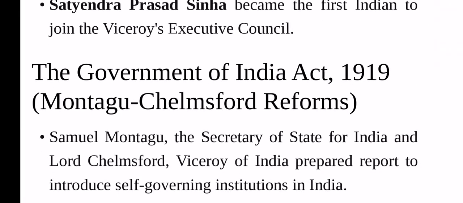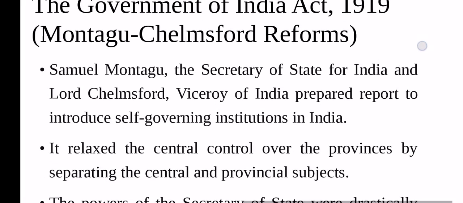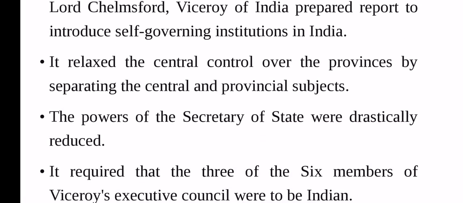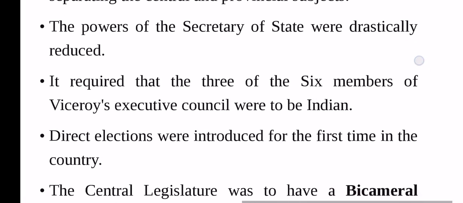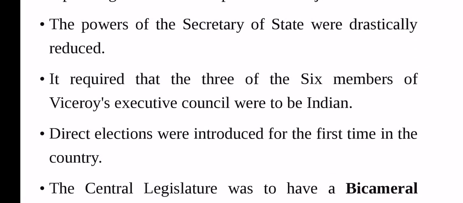The Government of India Act 1919, Montagu-Chelmsford Reform. Samuel Montagu, the Secretary of State for India, and Lord Chelmsford, Viceroy of India, prepared a report to introduce self-governing institutions in India. It relaxed the central control over the provinces by separating the central and provincial subjects. The powers of the Secretary of State were drastically reduced. It required that three of the six members of the Viceroy's Executive Council were to be Indian.